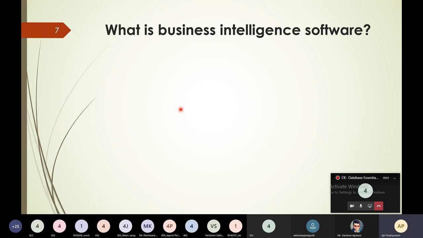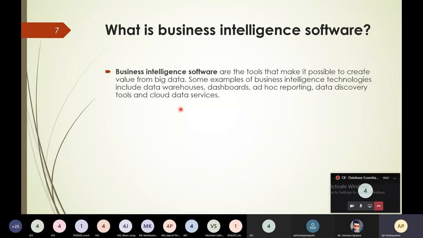Next is, what is business intelligence software? These are software which consist of tools that make it possible to create value from big data. Some examples of business intelligence technologies include data warehouses, dashboards, ad hoc reporting, data discovery tools, and cloud data services.